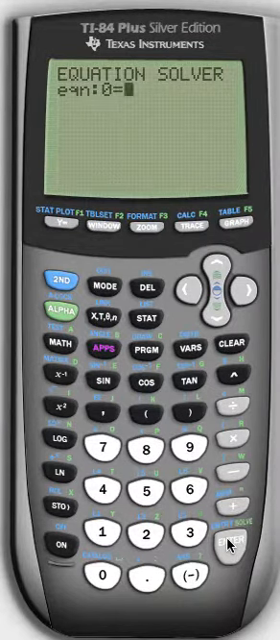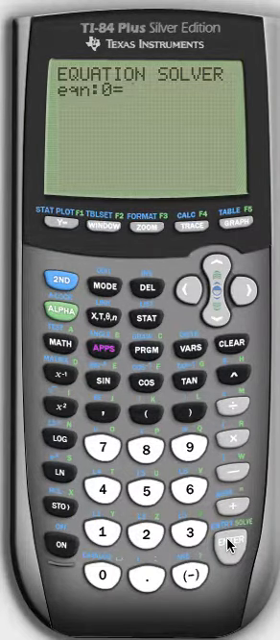And you get this screen that says equation solver on the top, and then equation colon 0 equals. So every equation that you're going to solve in here has to be able to be placed in the form 0 equals. Just for practice, let's use the ideal gas equation, which is PV equals nRT.